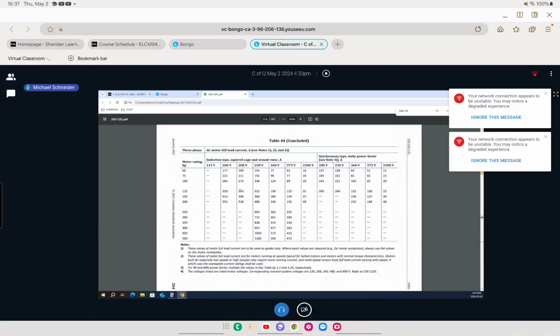You obviously can't take your own code book into the CFQ. You're going to be working with a provided code book. So be familiar with some of the sections that you can get to quickly.